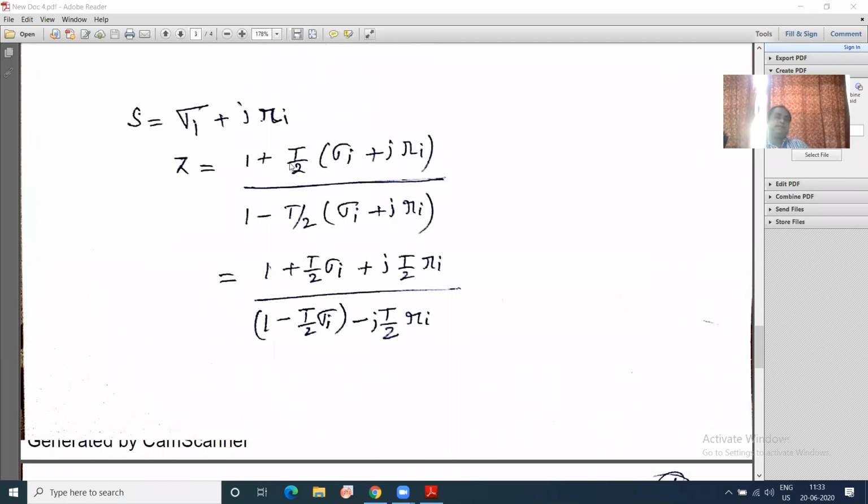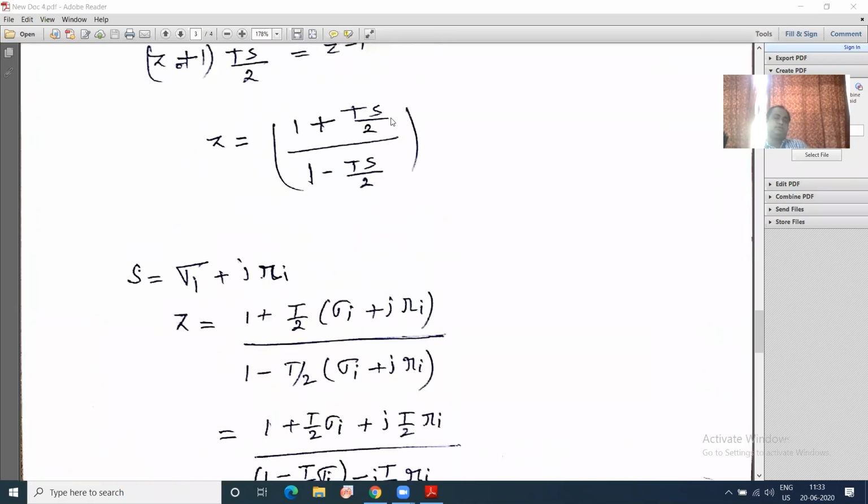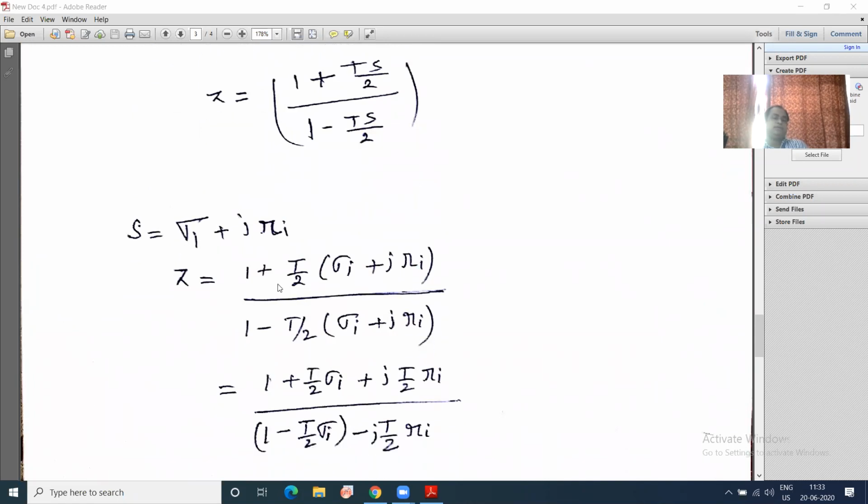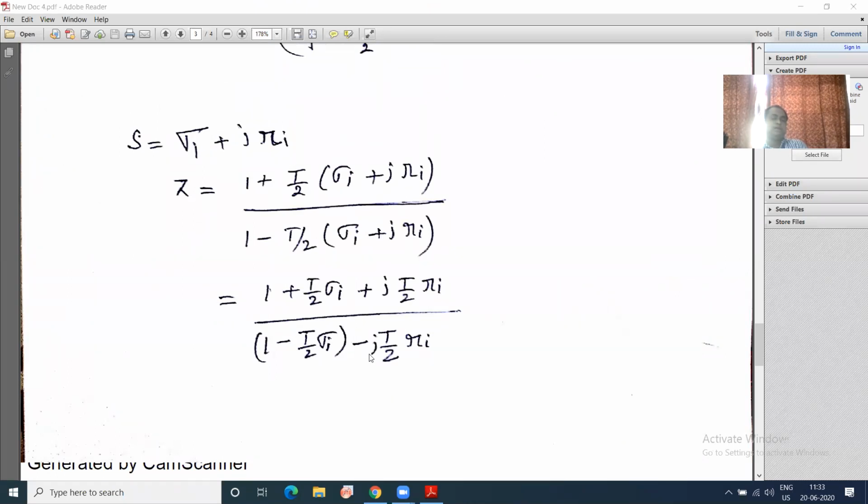Now, if I write in general, s equal to sigma I plus j omega I. What I am writing is 1 plus t by 2 sigma I plus j times t by 2 omega I over 1 minus t by 2 sigma I minus j times t by 2 omega I. Simplifying this after substituting s equal to sigma I plus j omega I. I hope this is all right for everybody. Any doubt? No doubts? Okay, then let us proceed.